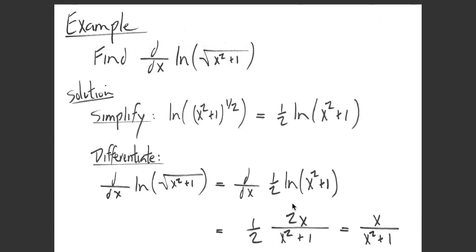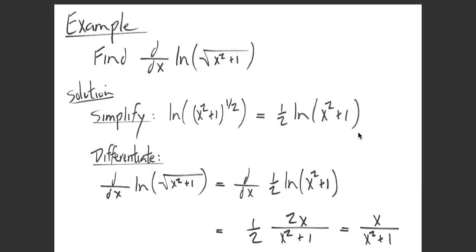Let's find the derivative of the natural log of the square root of x squared plus 1. So here is a prime example of where you want to simplify before doing the calculus. As usual, we write the square root as an exponent. So square root of x squared plus 1 is the same as x squared plus 1 to the 1/2. And then we use the property that natural log of something to a power is the power times the natural log of the something. So natural log of x squared plus 1 to the 1/2 power is the same as 1/2 natural log of x squared plus 1.